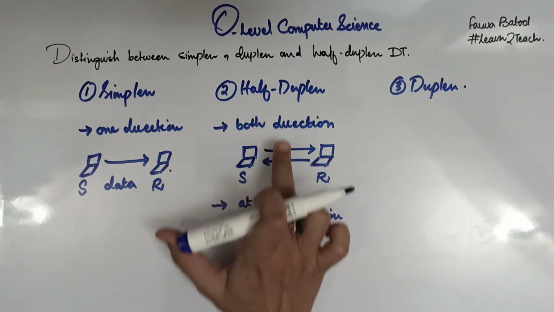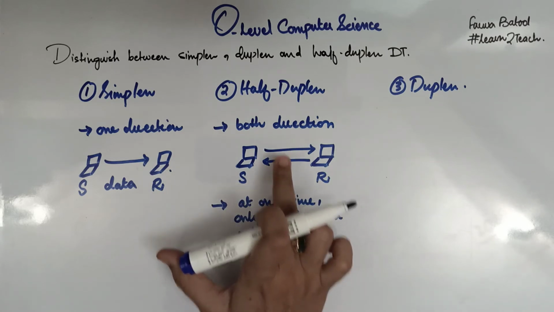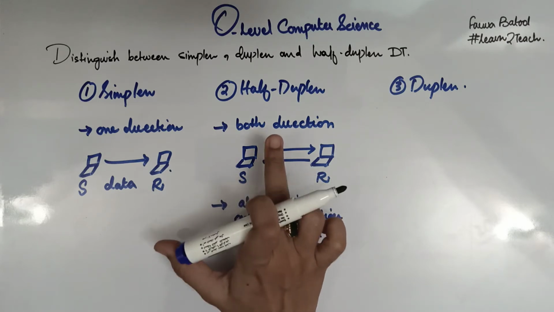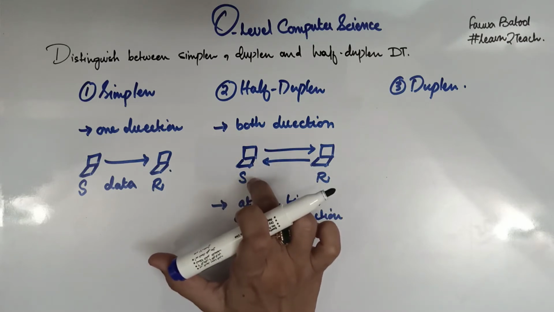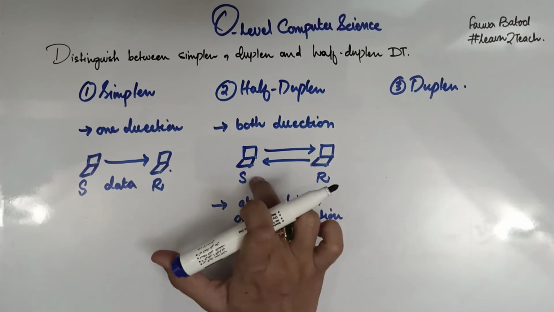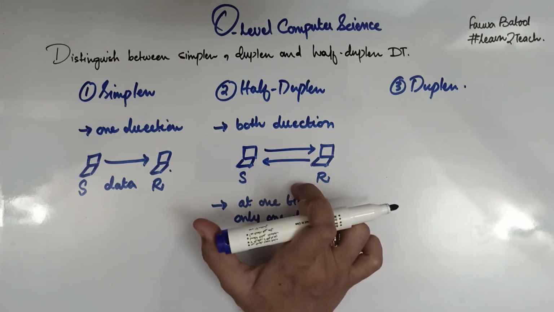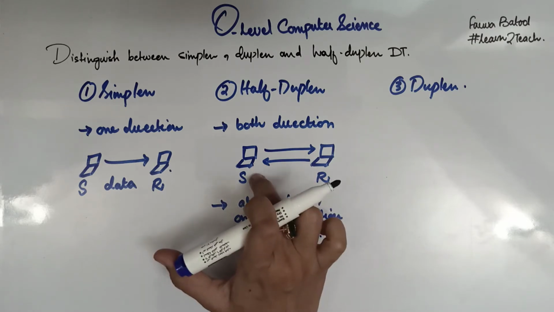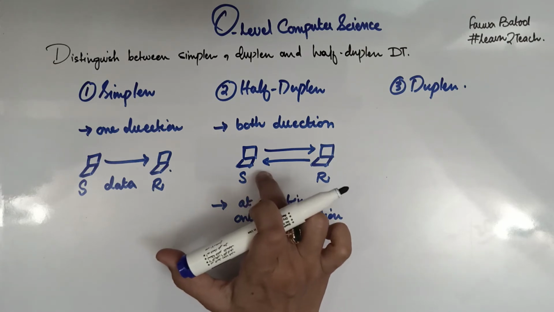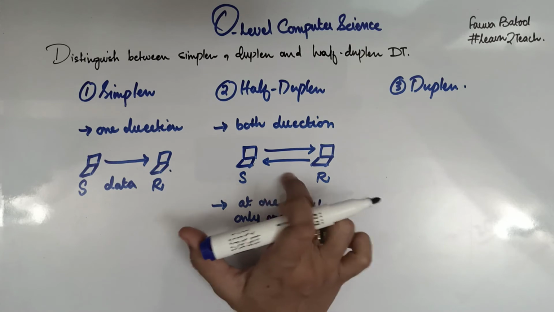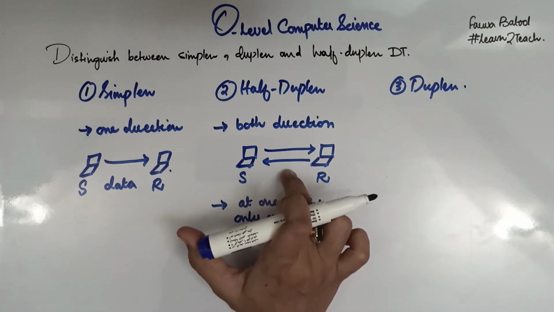You need to transmit data in both directions, but it needs a different time. If I want to transmit in both directions, at one time I transmit from sender to receiver, and at another time I can transmit from receiver back to the sender, but I cannot do this data transmission at the same time. So this is the restriction over here.